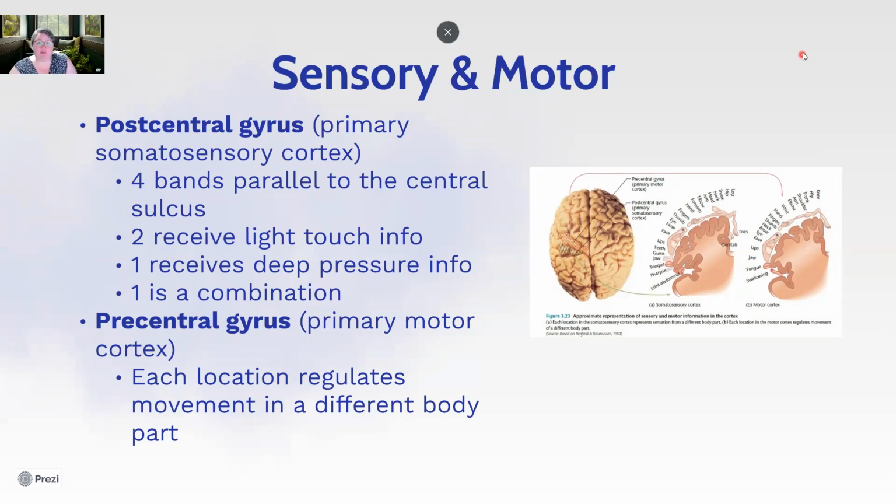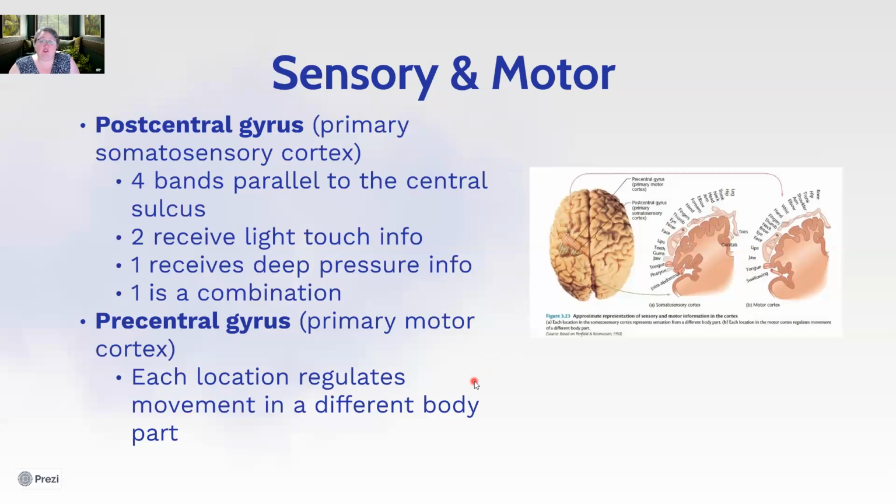I wanted to talk a little bit specifically about sensory and motor information in relation to the cerebral cortex. The text talks about within the parietal lobe that we have the postcentral gyrus. And then in the frontal lobe, we have the precentral gyrus. The postcentral gyrus is also known as the primary somatosensory cortex. The postcentral gyrus has four bands that are parallel to the central sulcus. Two of those receive light touch information. One receives deep pressure information, so kind of deeper tissue information, and one is a combination.